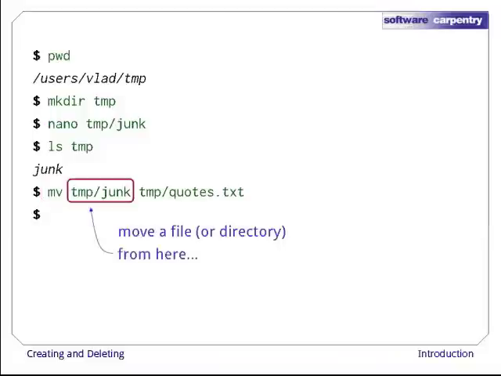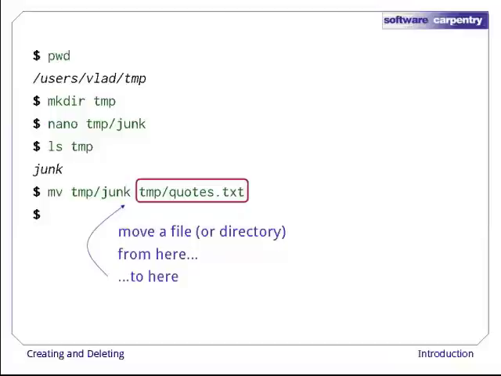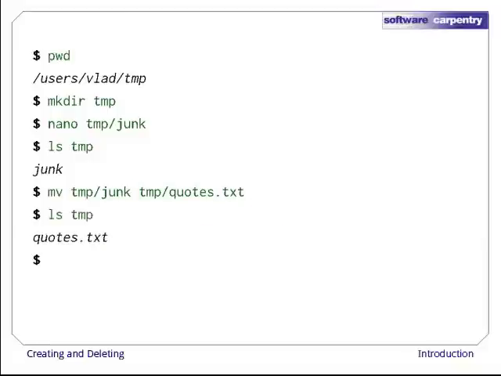The first argument tells mv what we're moving. The second tells it where the thing we're moving is to go. In this case, we're moving temp/junk to temp/quotes.txt, which has the same effect as renaming the file. Sure enough, ls shows us that temp now contains one file called quotes.txt.